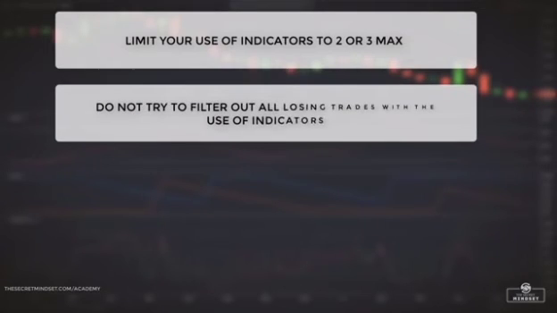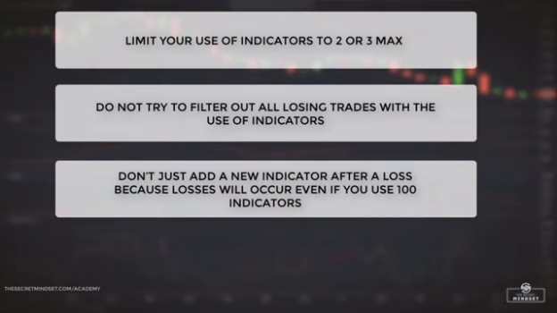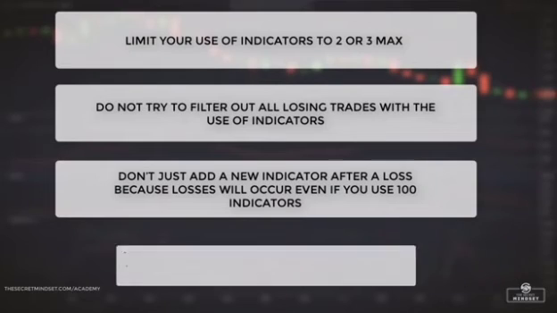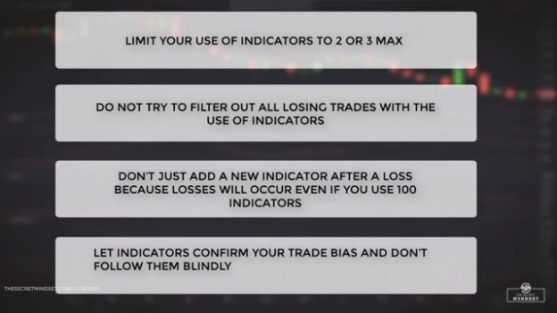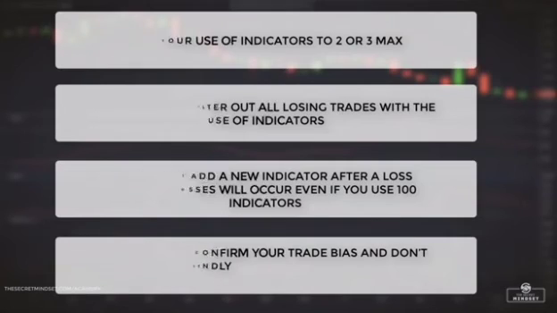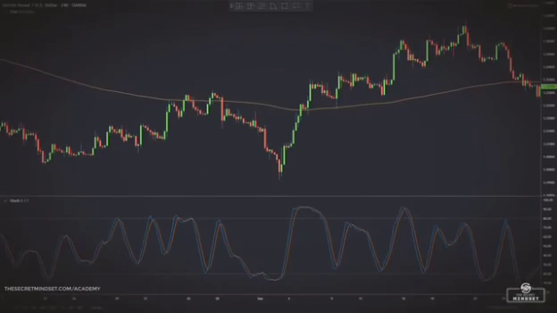Don't try to filter out all losing trades with the use of indicators. You'll end up filtering out the good trades as well. Don't just add a new indicator after a loss, because losses will occur even if you use 100 indicators. Let indicators confirm your trade bias and don't follow them blindly. Now here are several combinations of indicators that you can use.